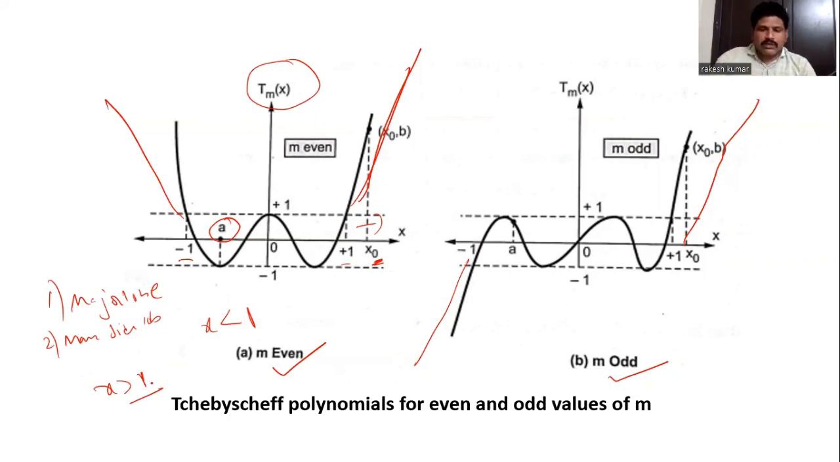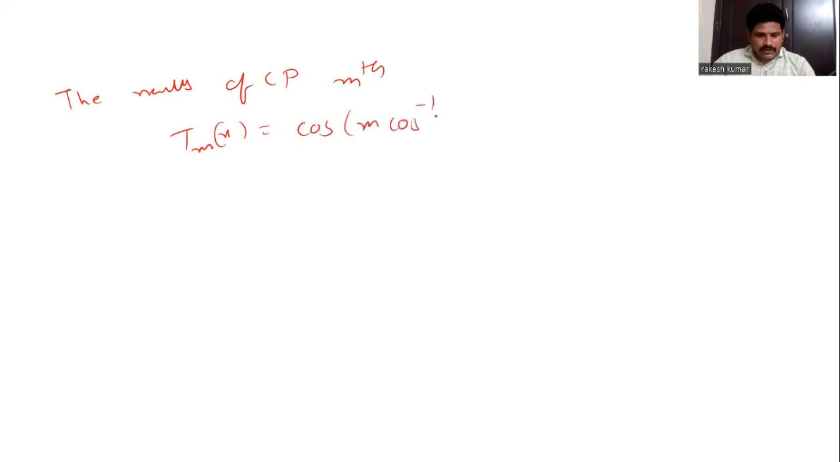Okay, so the nulls of the Chebyshev polynomial are given by the roots of the mth degree Chebyshev polynomial as follows. That is Tm of x is equal to cos of m into cos inverse of x, that is equal to cos m delta, where cos delta is equal to x. The nulls can be given as cos m delta is equal to 0.